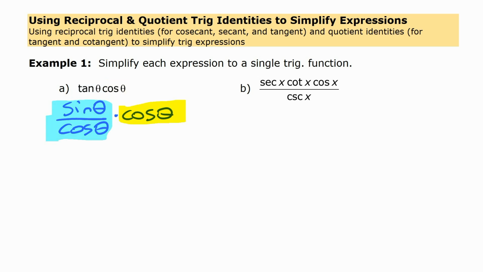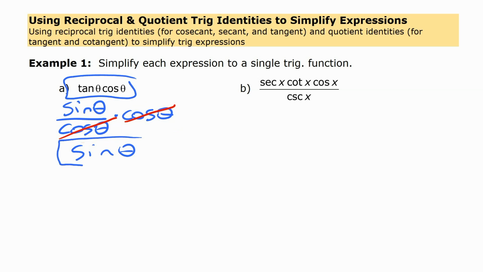And then we're going to move forward from there, because if you see here, we have sine divided by cosine times cosine, and you're going to find that divide by cosine and times cosine, those operations are going to cancel out, so we can do this, and we are just left with sine of theta. So this original expression can be simplified to that single trig function.